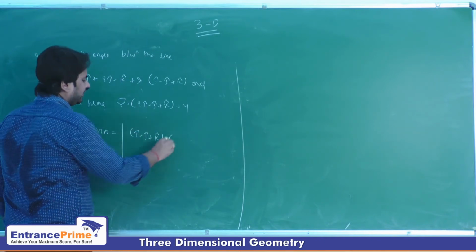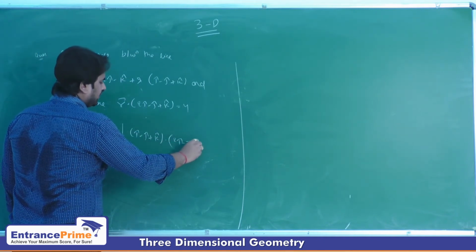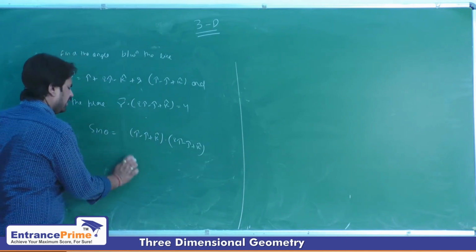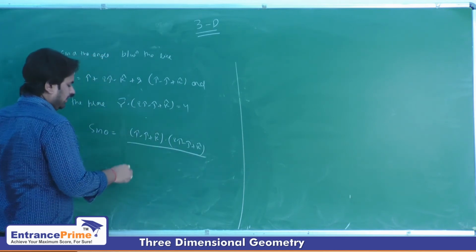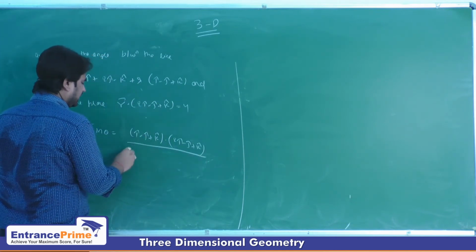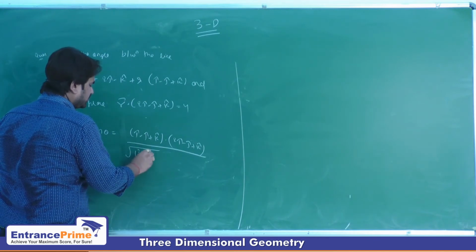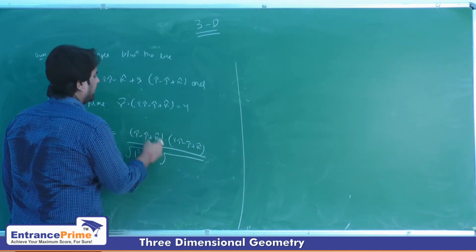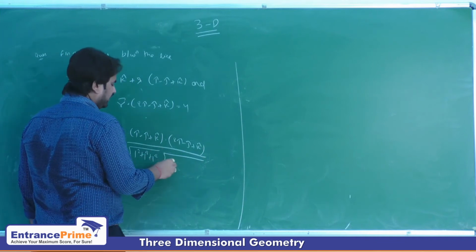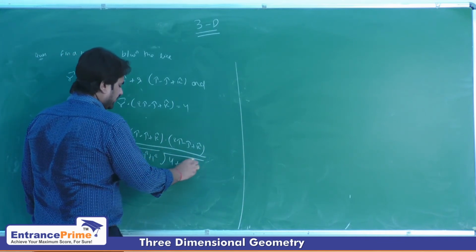What is your n vector here? It is 2i minus j plus k, divided by the magnitude of what? The magnitude of this will become 1 square plus 1 square plus 1 square, multiplied by the magnitude of this, which comes out to be 4 plus 1 plus 1.